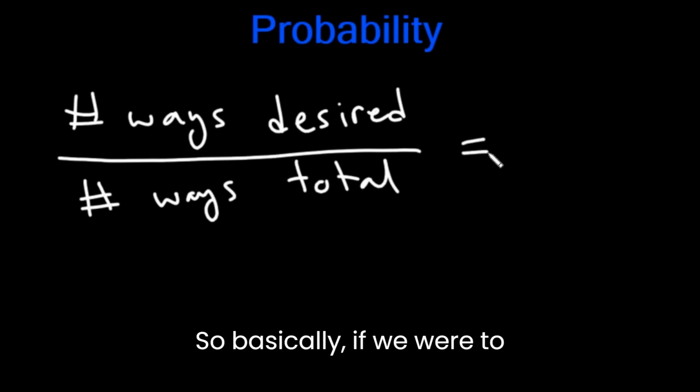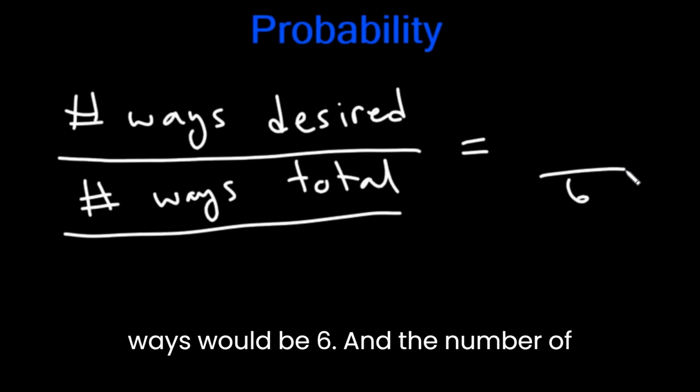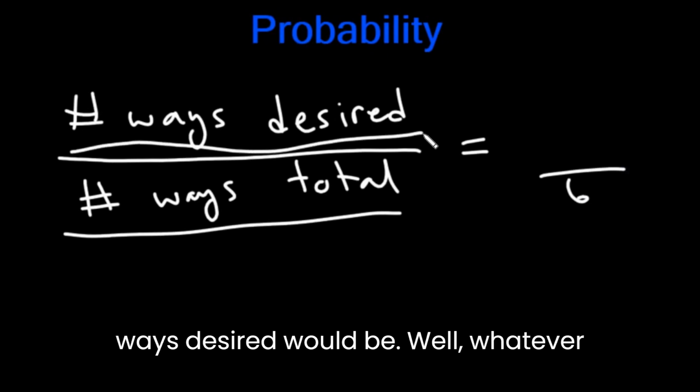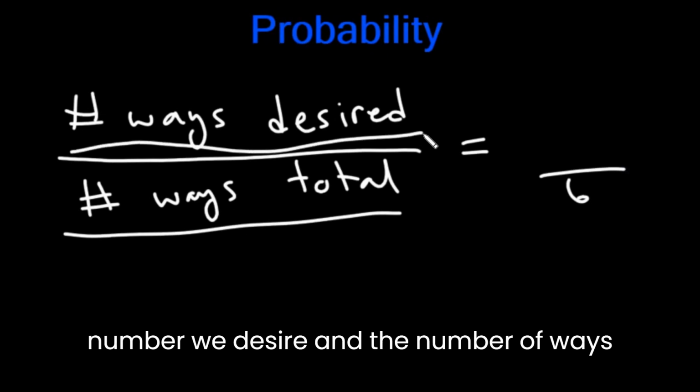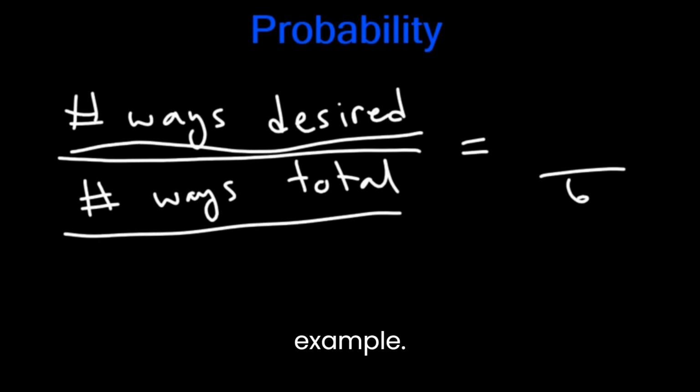So basically, if we were to roll a die, the number of total ways would be 6, and the number of ways desired would be whatever number we desire, and the number of ways to get that number. This is a little bit confusing, so let's look at an example.